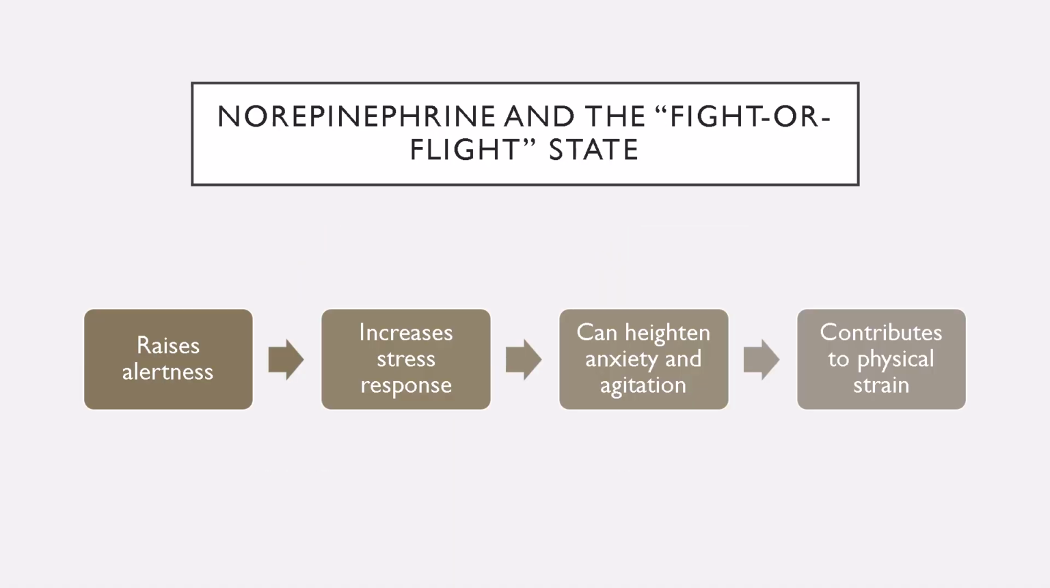So norepinephrine is another key neurotransmitter involved in stimulant use, and it helps explain why stimulant clients often appear wound up or tense or reactive, like they're unable to settle down. Norepinephrine is closely tied to the body's stress response, so it increases the person's alertness and raises their heart rate. The body's preparing to respond quickly to perceived demands or threats.